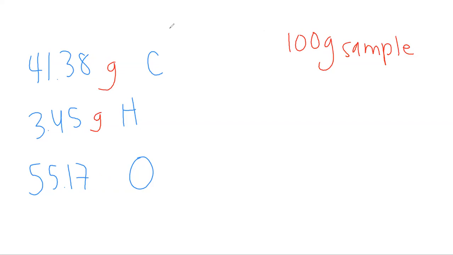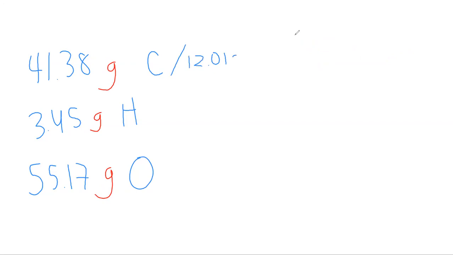So we can replace those percentages with grams. Now that we have our gram values, we need to figure out how many moles of each of these elements we have in our compound. In order to do that, we're going to divide each of these by their molar mass. The molar mass of carbon is about 12.01 grams per mole. For hydrogen, that's about 1.01 grams per mole. And for oxygen, that's about 16 grams per mole.